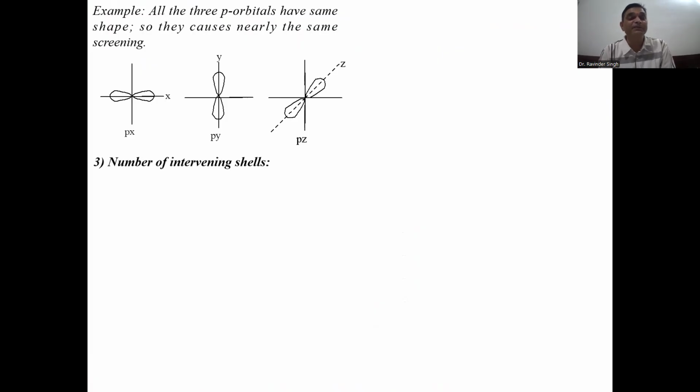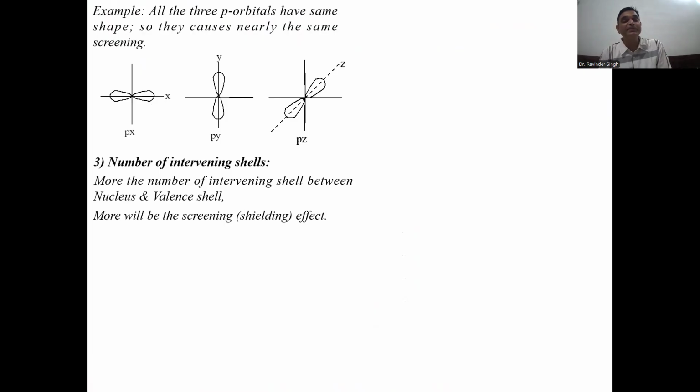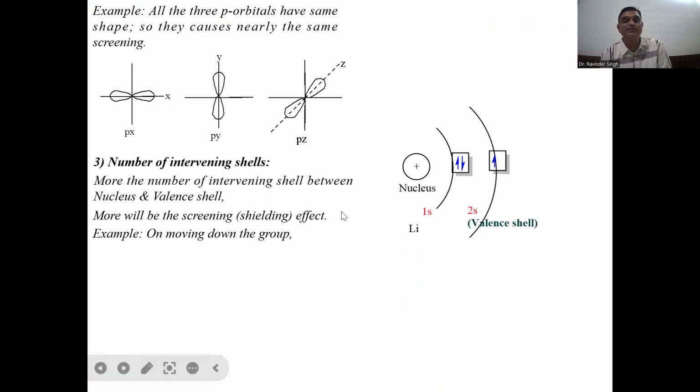Next one is the number of intervening shells. It means that as the number of intervening shells between the nucleus and the valence shell increases, the screening effect will also increase. As we move down the group, in the case of lithium, there is only one intervening shell: 1s2, 2s1. This means that between the nucleus and the valence 2s subshell, there is only one intervening shell, that is the 1s.